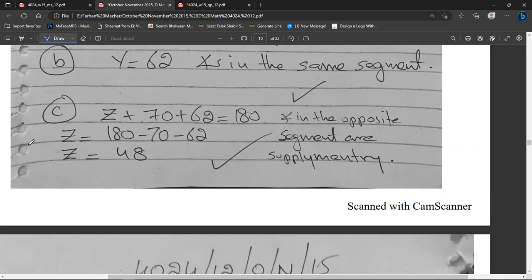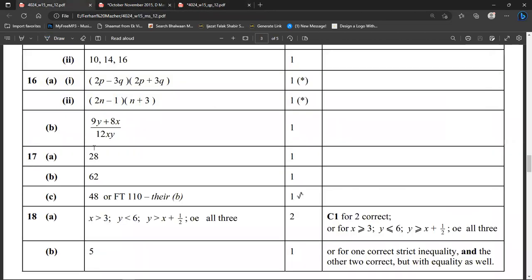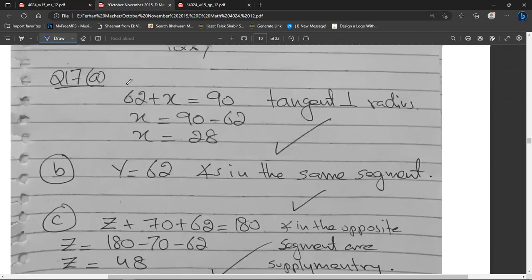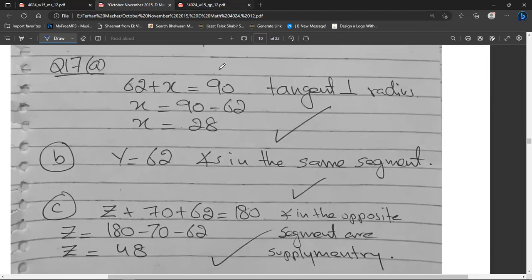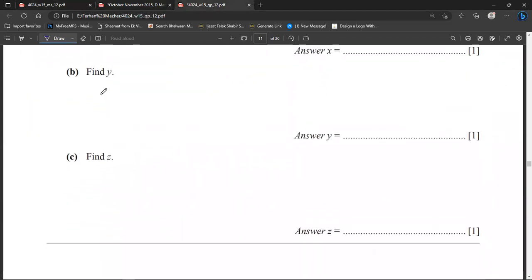So z will be equal to 180 minus 70 minus 62. So z will be equal to 48. So 48 is the right answer. This is the solution, and this is the whole question number 17. I hope you understand this.